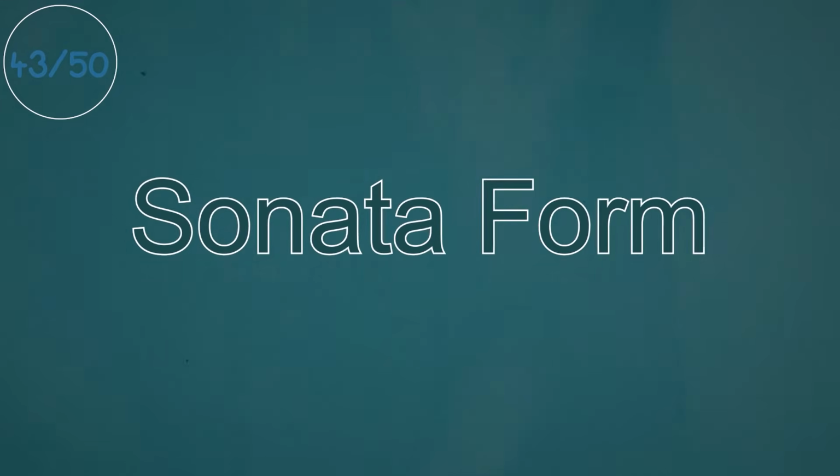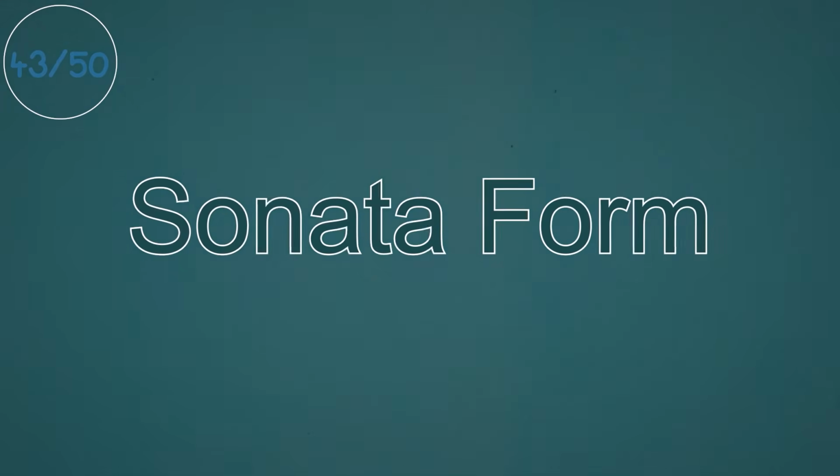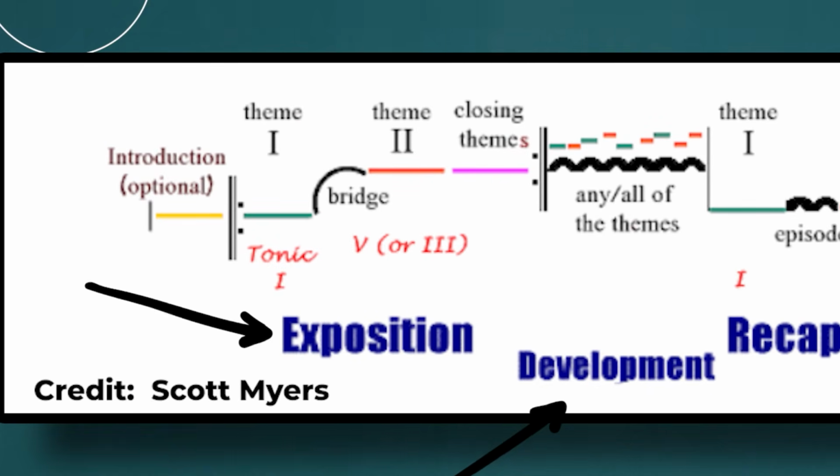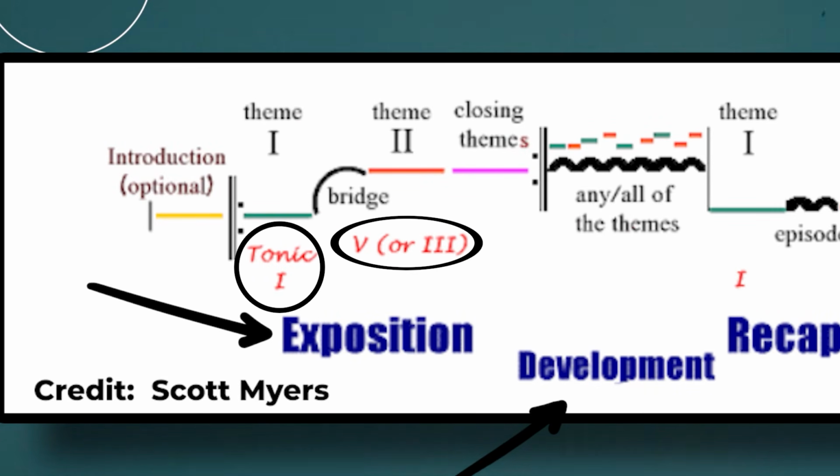Sonata form is a complex musical form that is based on the theory of tension and release over a much larger scale. It's broken up into 3 sections: the exposition, the development, and the recap. The exposition contains 2 themes, one in the tonic and the other in another key, usually the dominant. The exposition ends after this second theme, meaning that it ends in the wrong key, which creates tension.